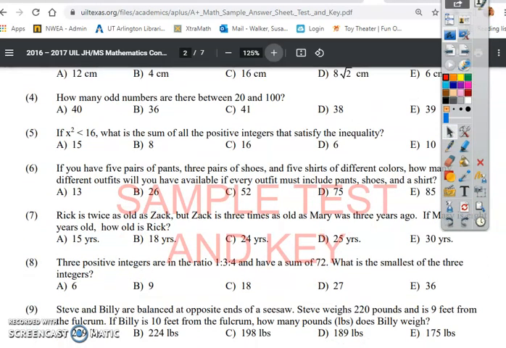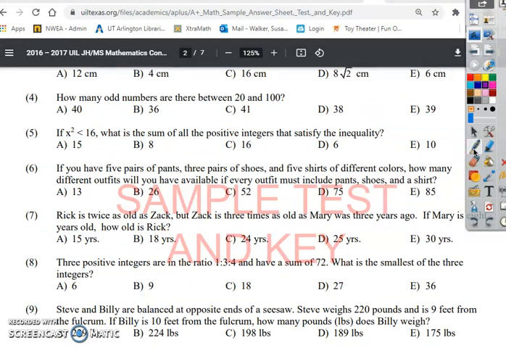Number 5 says, and I think this one's easier than it might appear. If x squared is less than 16, what is the sum of all positive integers that solve the inequality? Okay. So if you think about it, if this was equal, it would be 4, right? But you cannot use 4 because it has to be less than. So if I put 3 in there, 3 squared is 9, 2 squared is 4, 1 squared is 1. These are the only positive numbers that satisfy this inequality. 1 plus 2 is 3, plus 3 is 6.